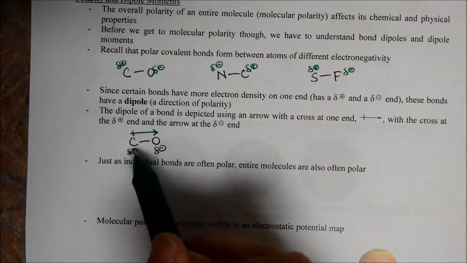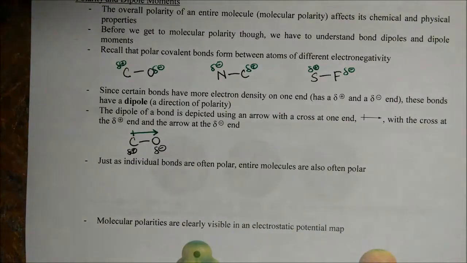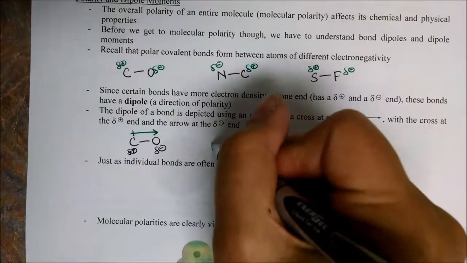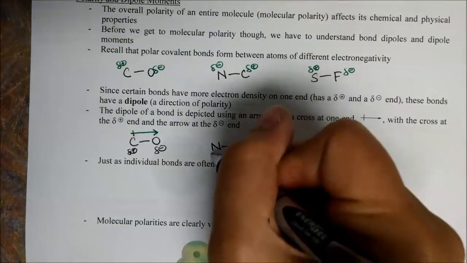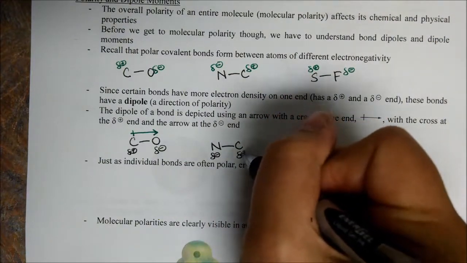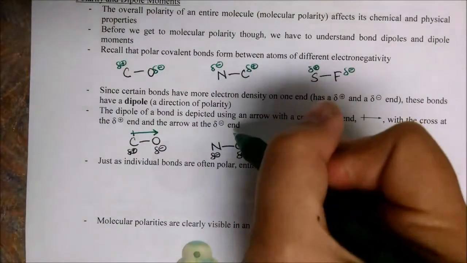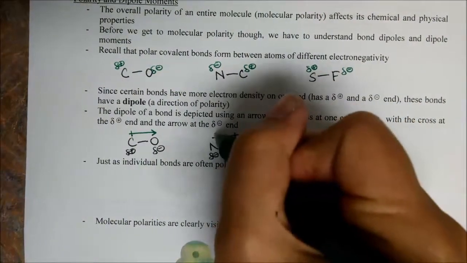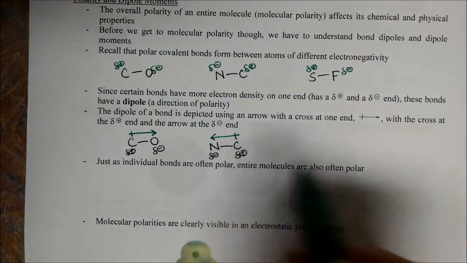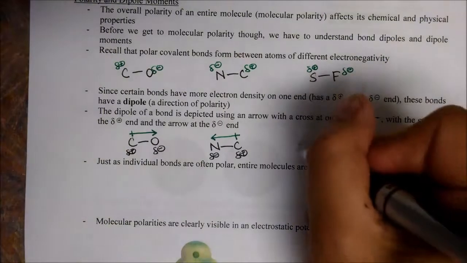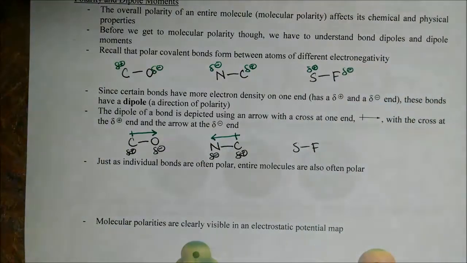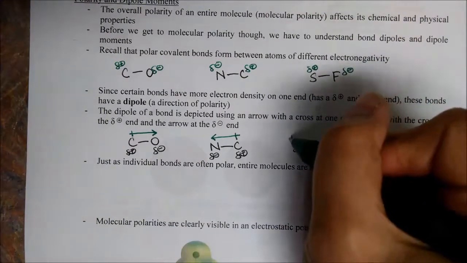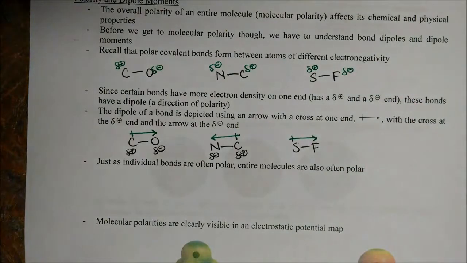Okay, again, the cross is over the positive, and then it's pointing to where the electrons are more centralized or located. Okay, how about that NC bond? Again, here was the partial negative, and here was the partial positive part. So our arrow this time is going to be pointing towards the nitrogen. Again, the cross goes over the positive. And for that SF bond, again, fluorine's the most electronegative, so we draw our dipole arrow towards the fluorine.